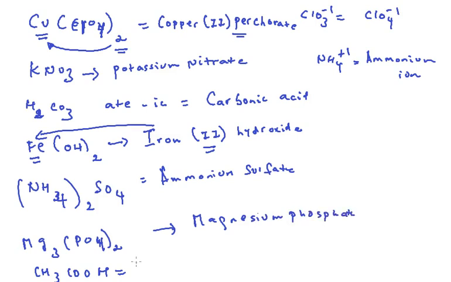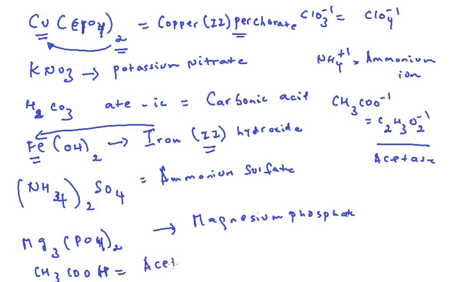And this is another common polyatomic ion. It's called acetate, CH3COO minus, or sometimes as a molecular formula you can say this is the same as C2H3O2 minus 1. It's the acetate ion. Now here, because hydrogen is present, you can say acetic acid. Whenever you have ATE, ATE has to be ended with IC, so acetic acid.